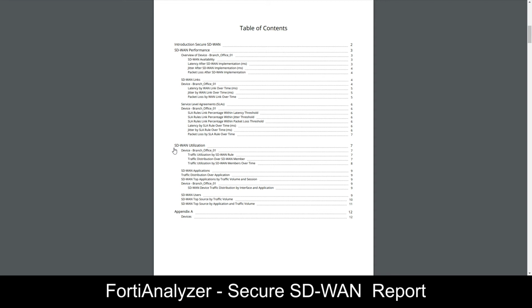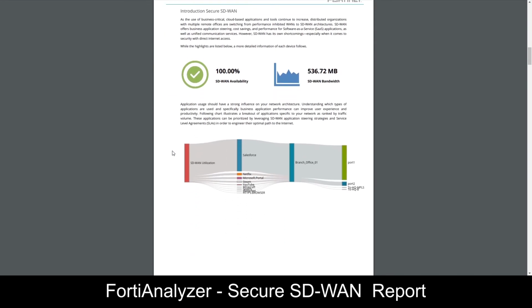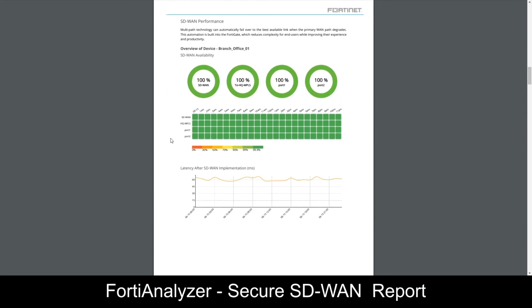In the introduction section, on the first page of the report, there are highlights listed for the whole SD-WAN deployment, such as SD-WAN availability, bandwidth, and a breakdown of the applications ranked by traffic volume through interfaces. On the following pages, there are more detailed information for each device. Under SD-WAN Performance section, SD-WAN Availability Chart provides detailed statistics on the individual WAN links and the SD-WAN interface.